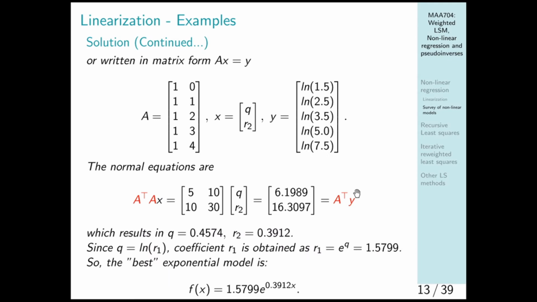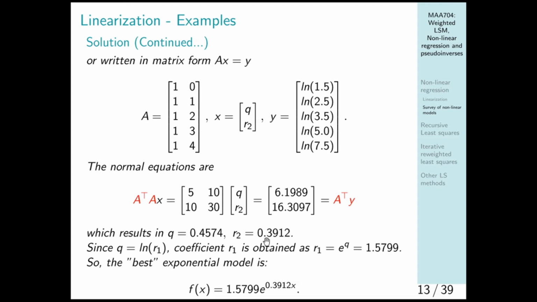and so we can set up our least squares problem. We have matrix A, we have a vector of things we want to estimate, and we have the vector y. So we calculate the normal equations for this. We have this beautiful thing over here, and this thing over here, and once we solve it, we get q is equal to this number over here, and R2 can be estimated as this.